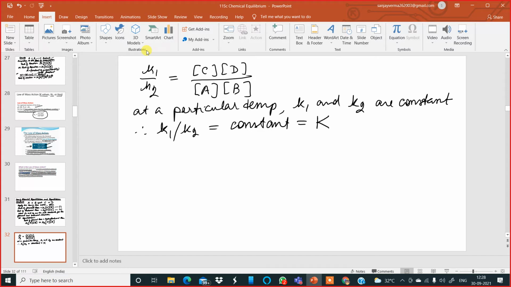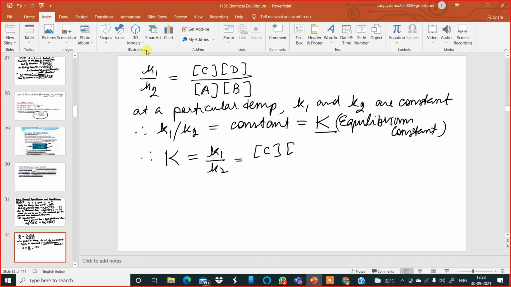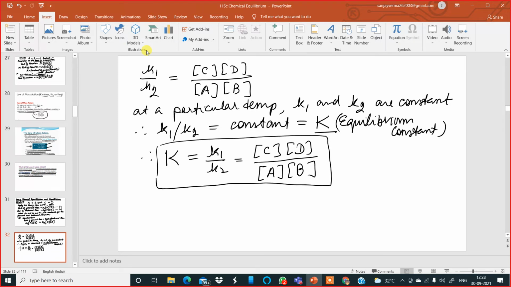And this capital K is now called equilibrium constant. So this is how we get equilibrium constant. Finally, I can write down capital K is equal to small k1 by small k2 is equal to concentration of C into concentration of D divided by concentration of A into concentration of B. Okay, are you getting it? So this is how we get the law of chemical equilibrium and equilibrium constant.